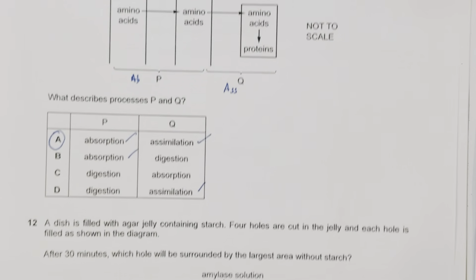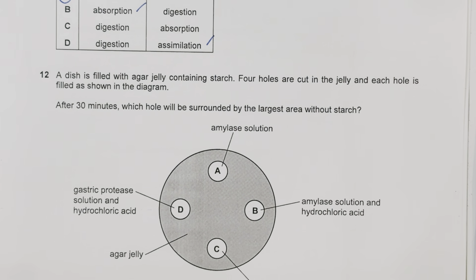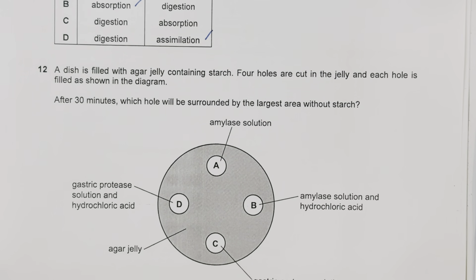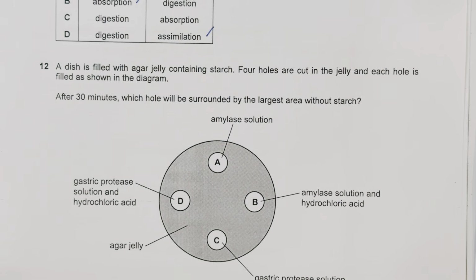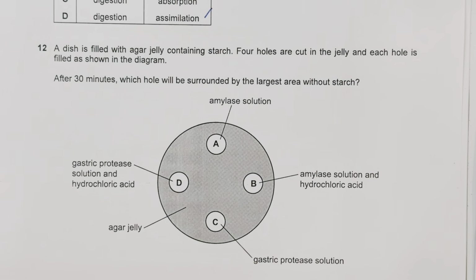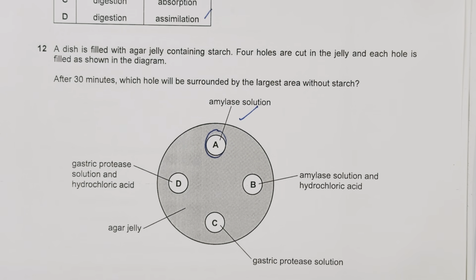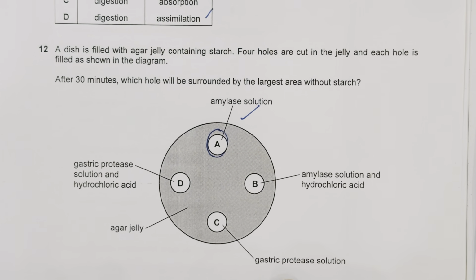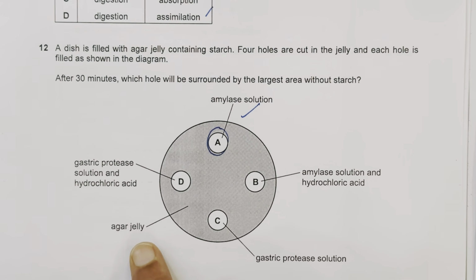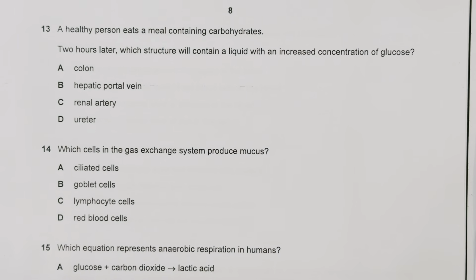Moving to question number 12. Question number 12 is that a dish is filled with the agar jelly containing starch. 4 holes are cut into the jelly and each hole is filled as shown in the diagram. After 30 minutes, which hole will be surrounded by the largest area without starch? So we know that it should be amylase solution. So option number A is the right choice over here, and it should not be amylase with HCl and gastric. It should not, and agar jelly gastric proteases solution. No.